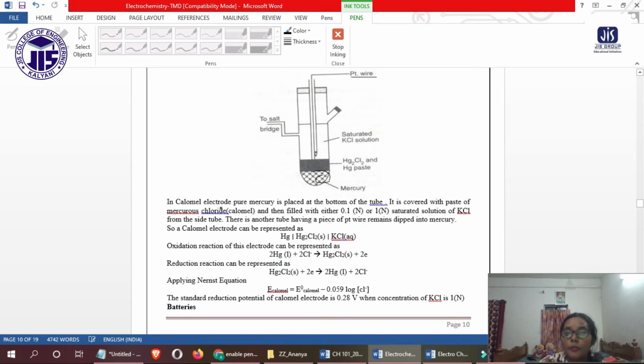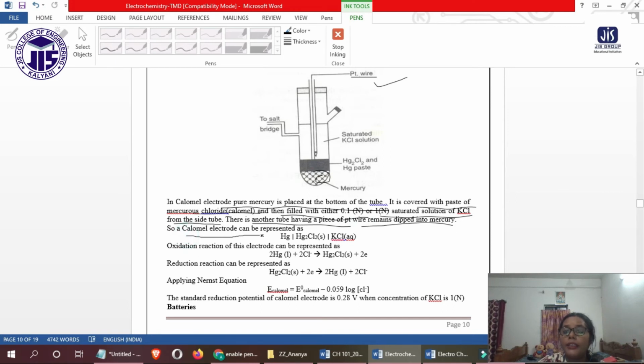In the calomel electrode, the pure mercury is placed at the bottom of the tube. It is covered with the paste of mercurous chloride, and this paste is made in the presence of KCl solution. Then it is filled with 0.1 normal or 1 normal saturated solution of KCl from the side tube. There is another tube having a piece of platinum wire, which remains dipped into the mercury.